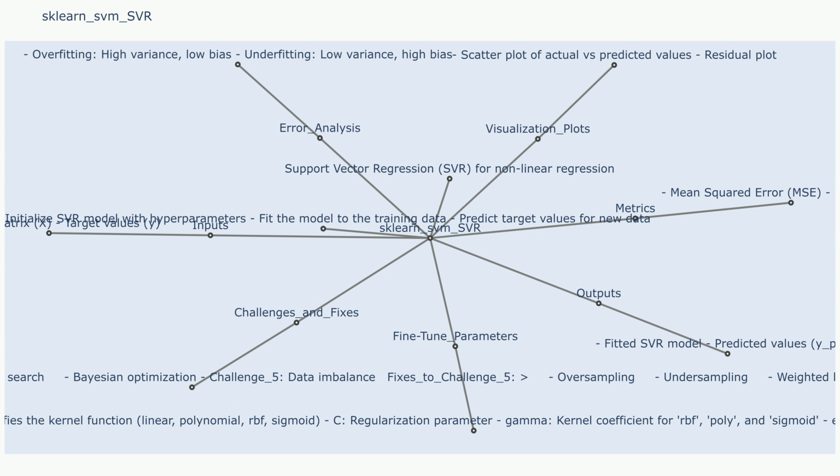MSE measures the average squared difference between predicted and actual values. Root mean squared error, RMSE, is the square root of MSE, providing a more interpretable measure of error in the same units as the target variable.